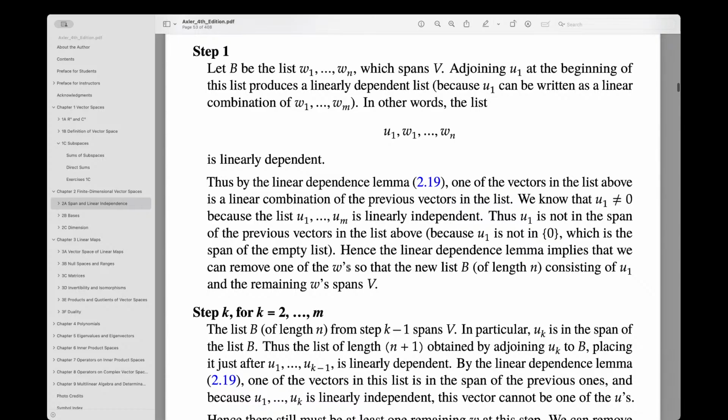And you basically repeat this process until you kick out all of the linearly dependent vectors. The remaining vectors would be of length less than or equal to your spanning list, because your spanning list is of length n, and your linearly independent list is of length m. Of course, it is possible you've kicked out all of your elements in your spanning list. And yeah, basically that's the whole proof here.